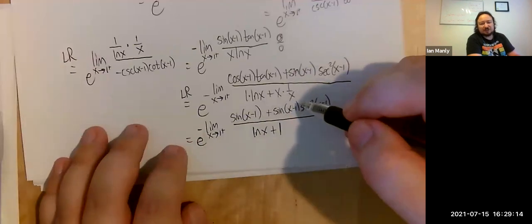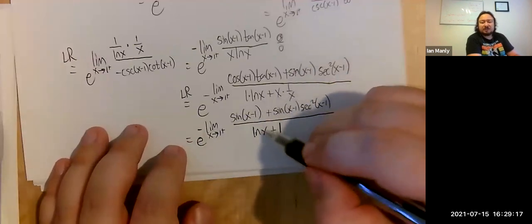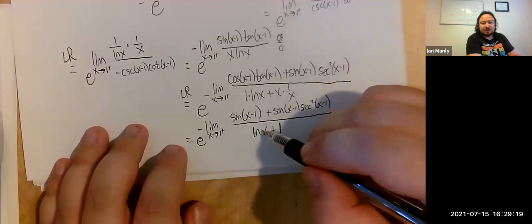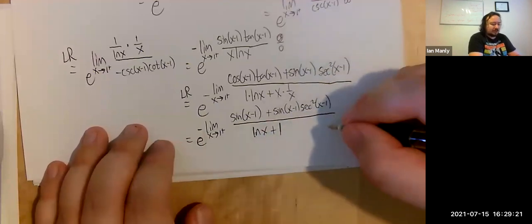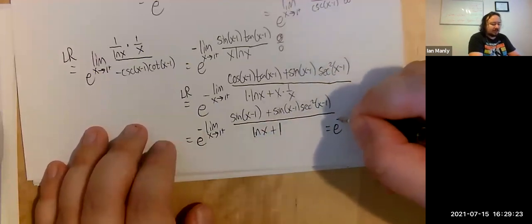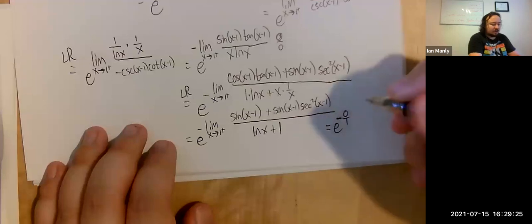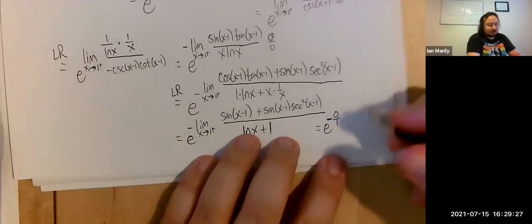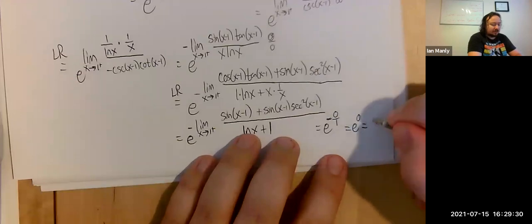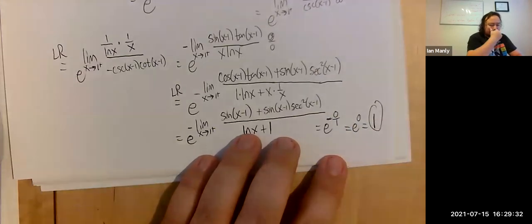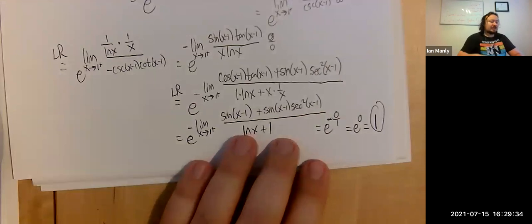All right, looks like we're going to have to use it again, but then finally on the bottom, we have ln of 1 is 0, and then we add 1. So this limit is 0 over 1, aka just 0. So you have e to the 0, or 1, as the result for this limit. All right, so there we go.